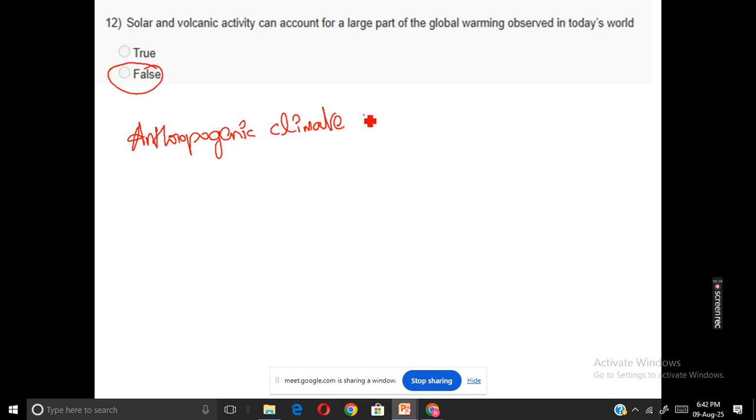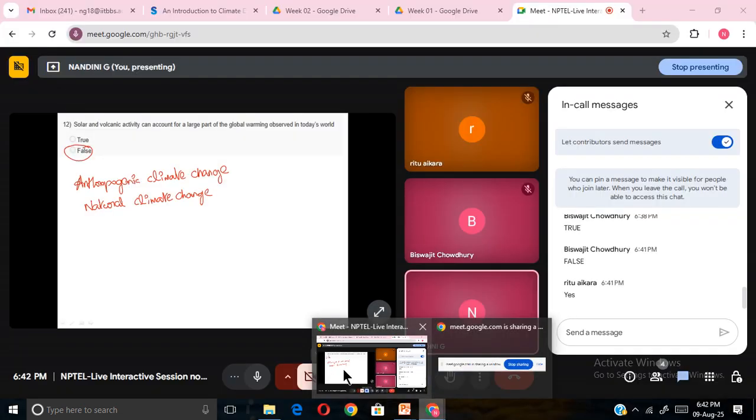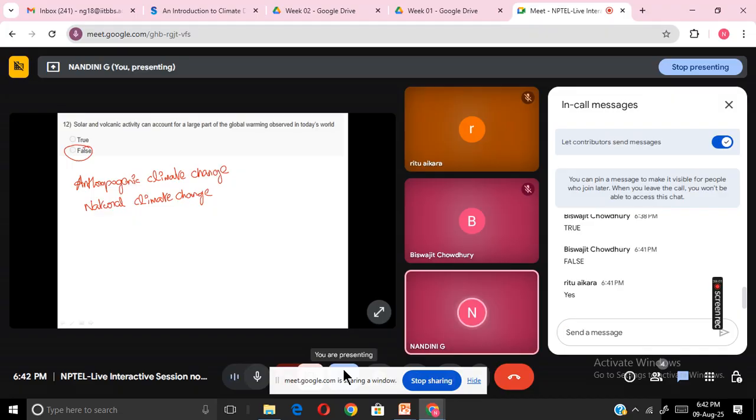As we were discussing, mostly we were discussing anthropogenic climate change. Anthropogenic in the sense that it is mostly human induced, happening due to human activities. Is there something called natural climate change? What do you think? It is mostly a part of nature. Does something like that happen? Or is it only anthropogenic climate change?